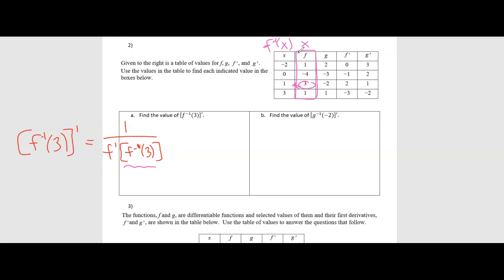So this ends up being 1 over f prime of 1, which is equal to 1 over, if we come over to our f prime column, f prime of 1 is equal to 2. So we get 1/2 is our answer for this inverse function's derivative. Okay, again, you can try B on your own. Same type of process. Practice rewriting your columns so you can understand what the inverse function's values are. And then we're going to move on to number 3.